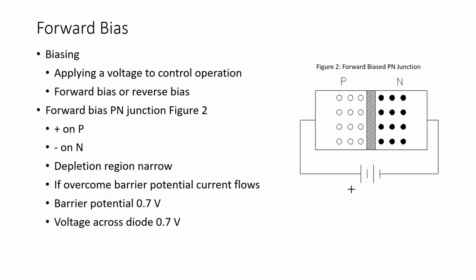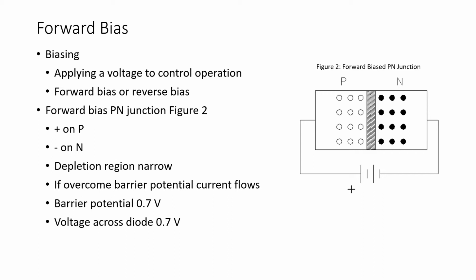Now, when we discuss diodes and diode circuits, we need to first define biasing. And biasing is simply the application of a voltage that controls the operation of a semiconductor device. And biasing can either be forward or reverse. Figure 2 shows us a forward biased PN junction.